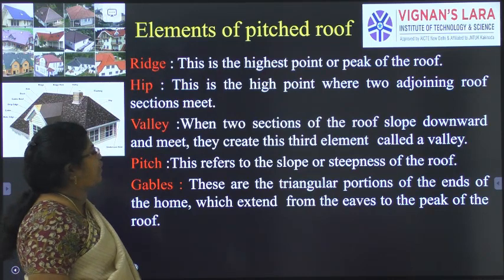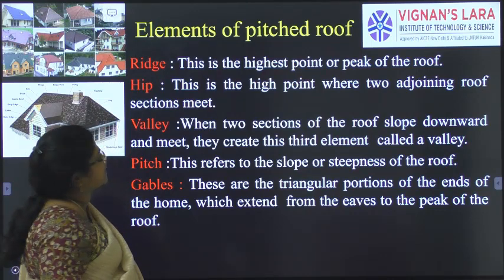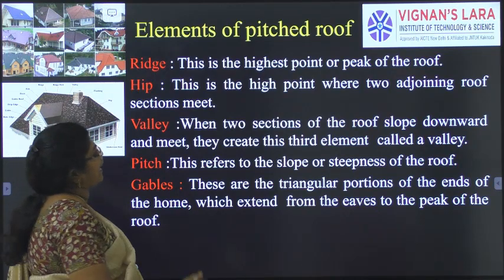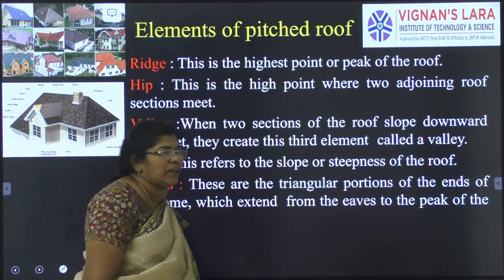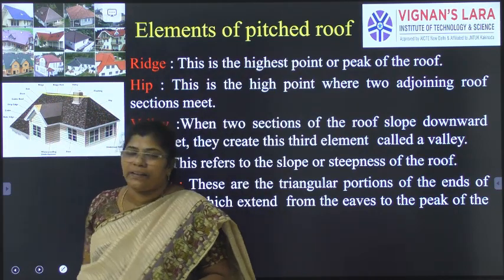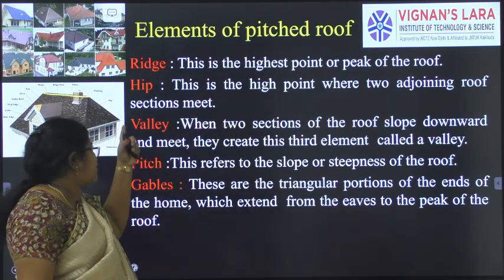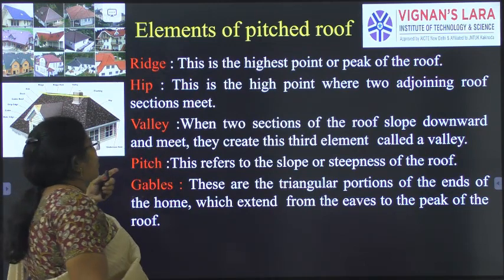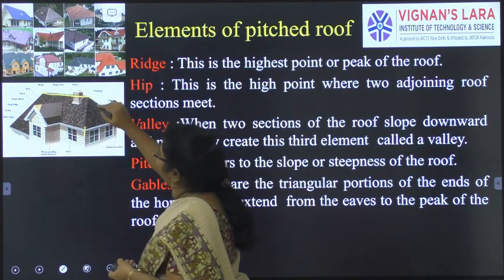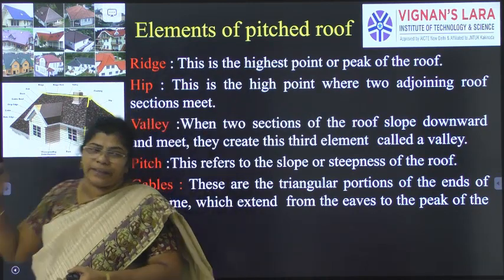Next, we will go into the elements of the pitched roof. The first one is the ridge. This is the highest point or peak of the roof. We call it a ridge. The next one, hip, is the high point where two adjoining roof sections meet. So here we are meeting at this point. We call it a hip.